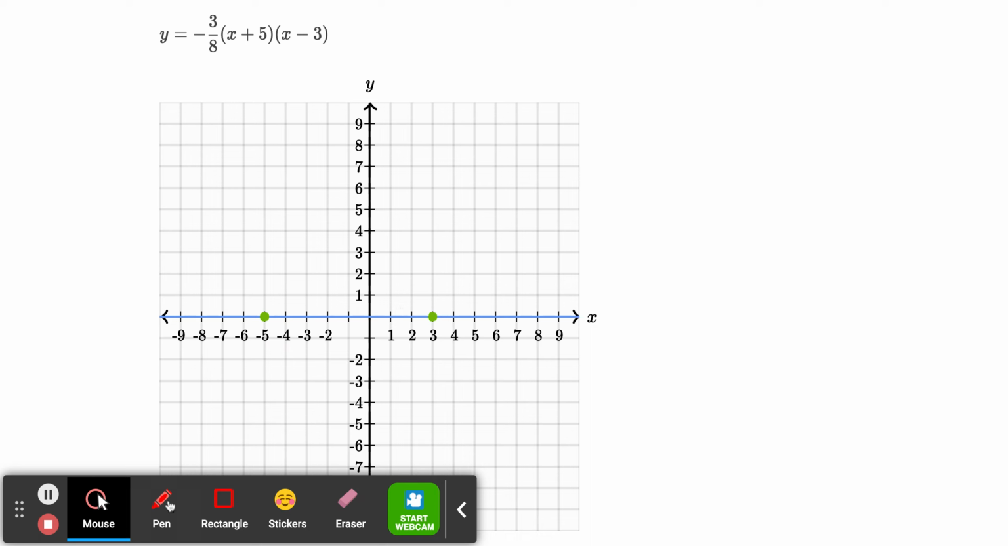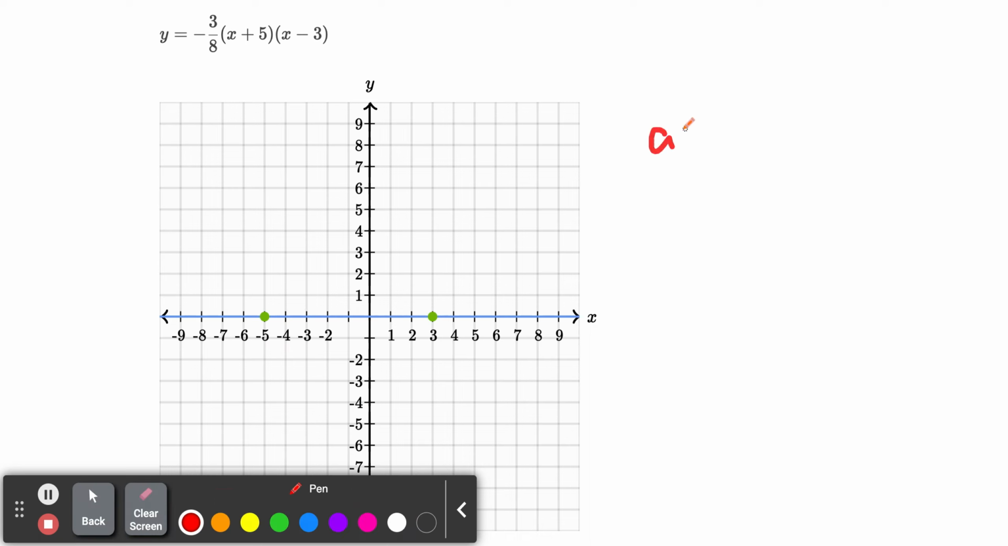Okay, so now what I'm going to do, I'm going to find the axis of symmetry, right? Because parabolas are symmetrical, I know the parabola goes to these 2 points. If I find halfway in between, that's where my line of symmetry will be. Okay, so halfway between -5 and 3 should be right here. Okay, that's going to be x equals -1.